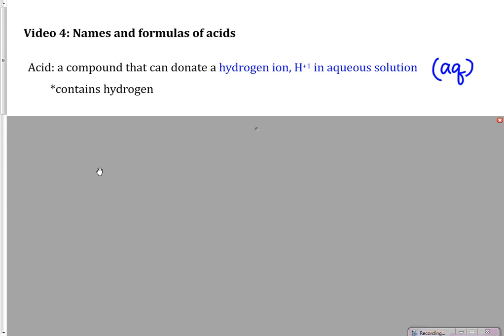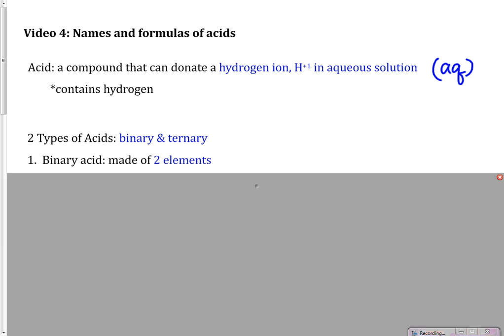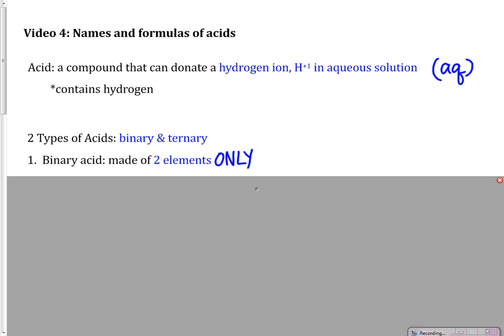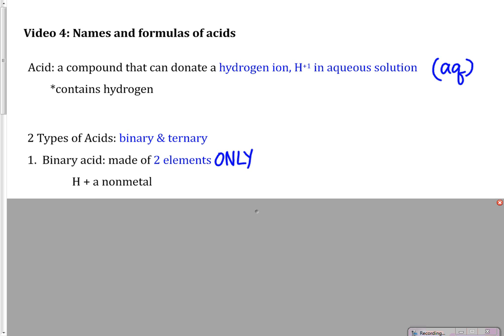All acids at this point are going to contain hydrogen, so it's going to be H and something else. Now, there are two types of acids: binary acids and ternary acids. Binary acids are made of two elements only. Since H has to be one of them, it's going to be H and some other element. That other element will always be a nonmetal.